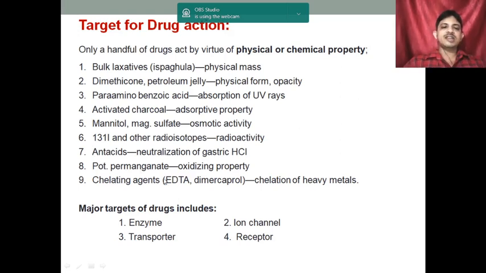Like the chelating agent. Chelating agents form complexes with heavy metals, and in this way they inhibit heavy metal poisoning. Now, what are the major targets of drugs? The major targets of drugs include enzymes, transporters, ion channels, and receptors, which we are going to discuss in detail.